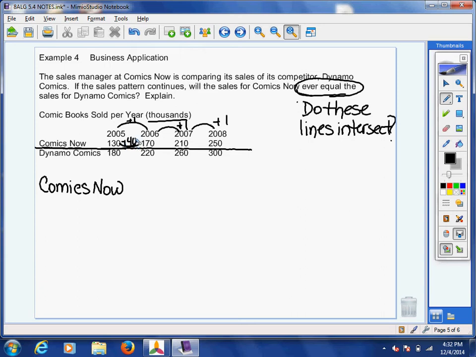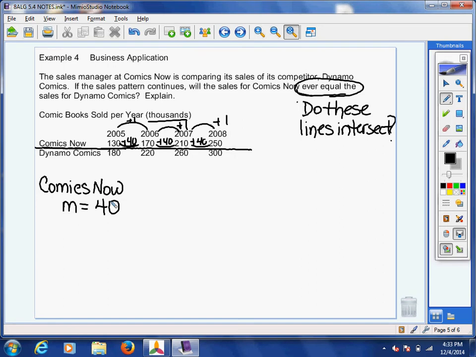We went up 40. How about 170 to 210? We went up 40, and from 210 to 250, we went up 40. So we have definitely a constant rate of change here. We went up 40,000 comics a year, each year. So that means our slope would be 40. What we just calculated was the slope. We did the change in y, which is your comic books sold, over the change in x, which is the changing year. So our slope is 40.